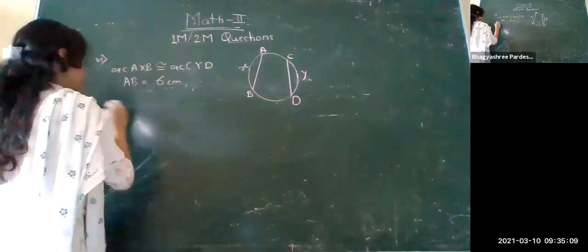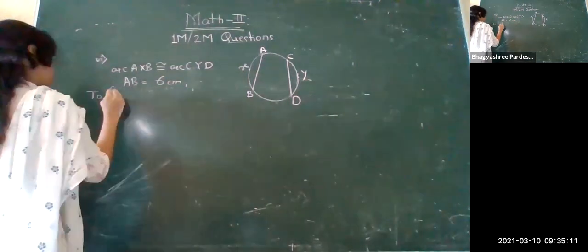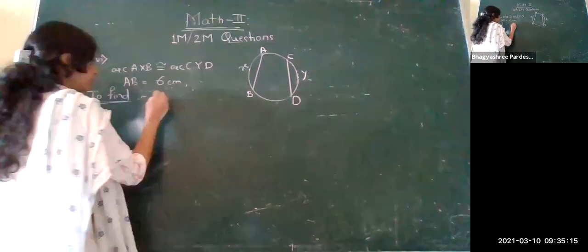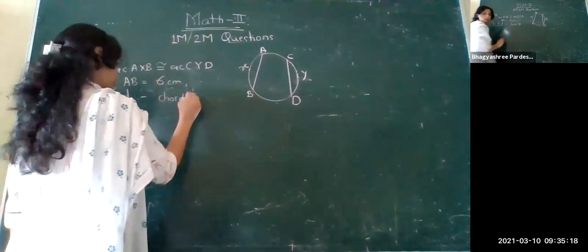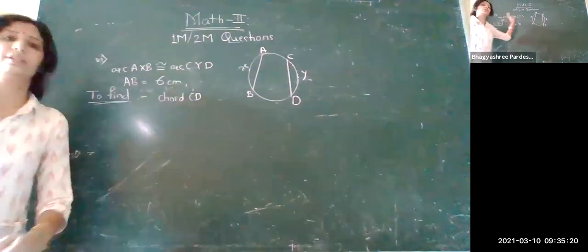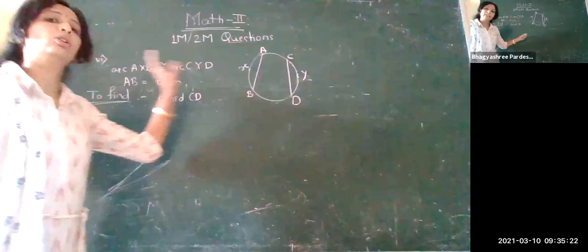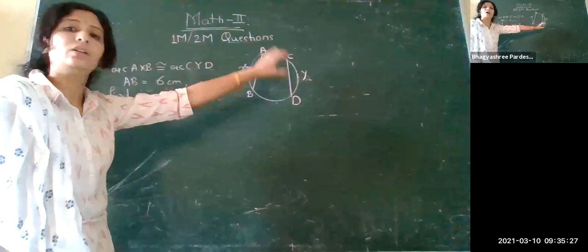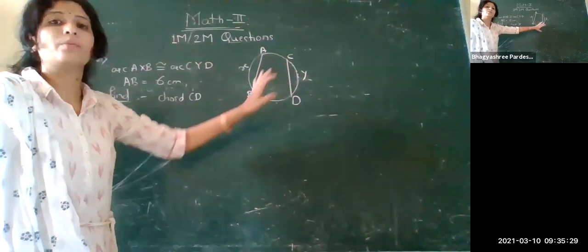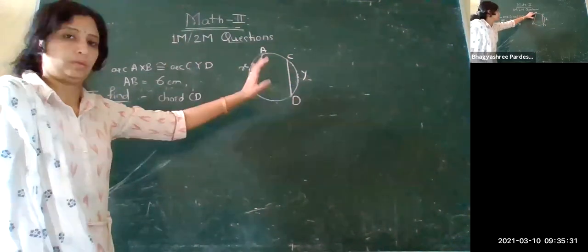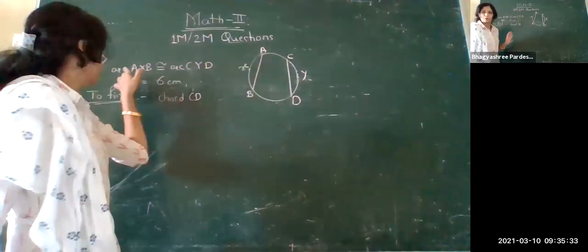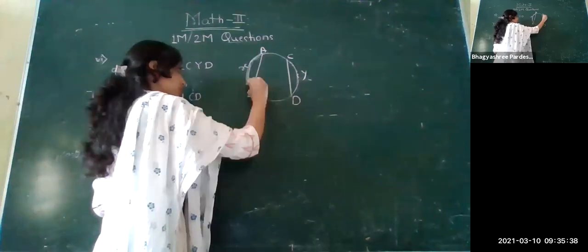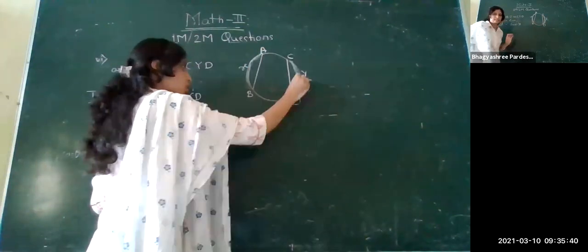Then what do we have to find? We have to find the measurement of chord CD. Okay, one of the very important, the easiest. Why important? Because these are the basic theorems, the basic corollaries from your lessons. So you have to remember this. You are given that the two arcs are congruent. Which two arcs? This arc AXB is congruent to this arc.